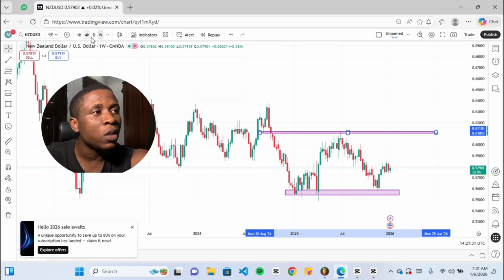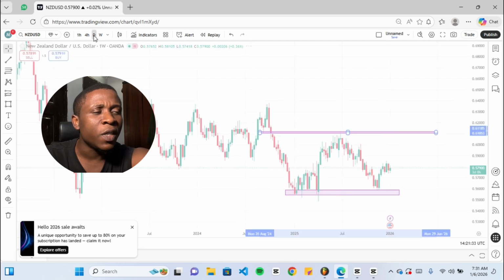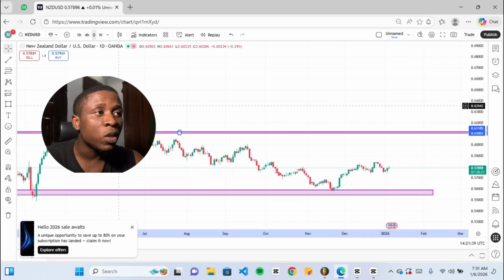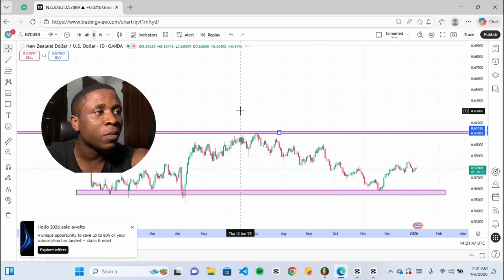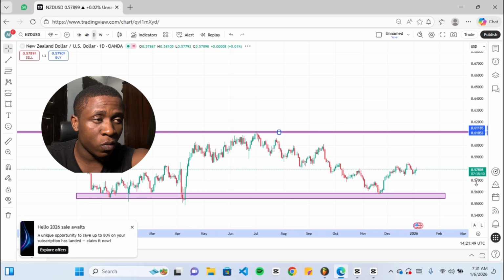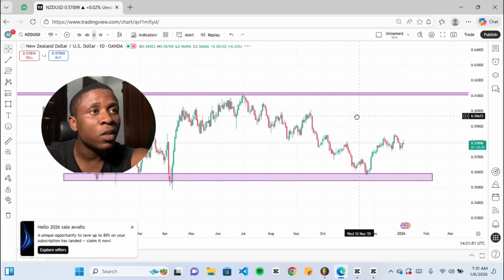Now I'm going to the daily time frame. From the daily time frame, that's where I start my analysis. The weekly is to look at the market bias, where the market is going, where its point of reversal is, and other things like that. So now the daily time frame, you all can see this zone I marked out on my weekly time frame. The zone is still kind of cool.